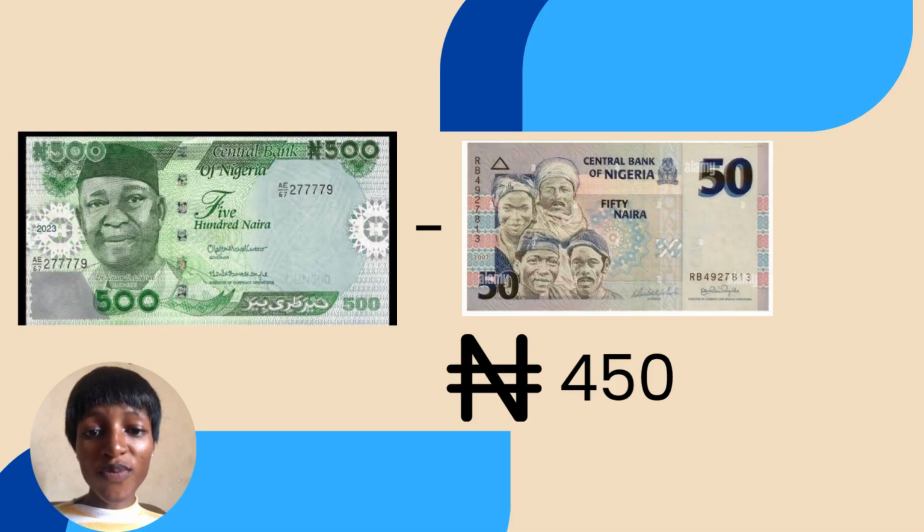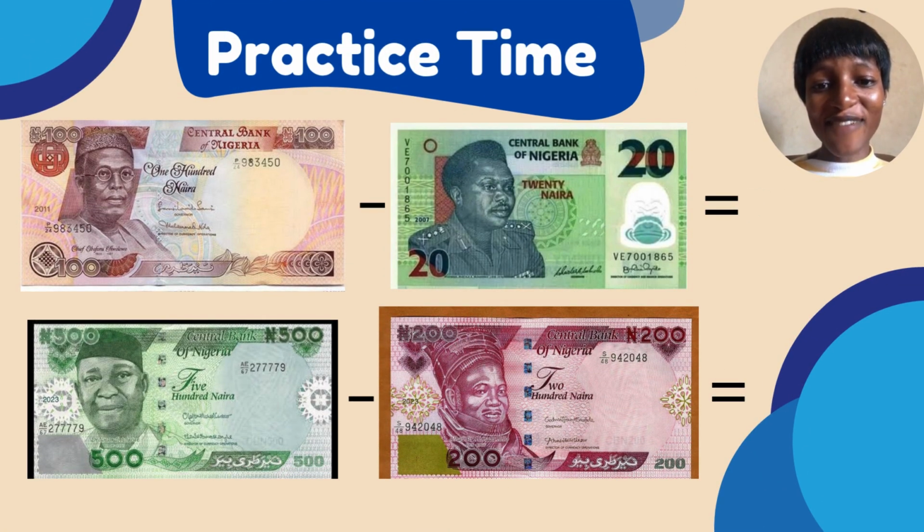500 naira minus 50 naira. 50 naira is little, right? 500 naira minus 50 naira, that will be how much? Your change will be how much? You were given 500 naira, you bought something worth 50 naira. So how much will be your change? 450 naira.